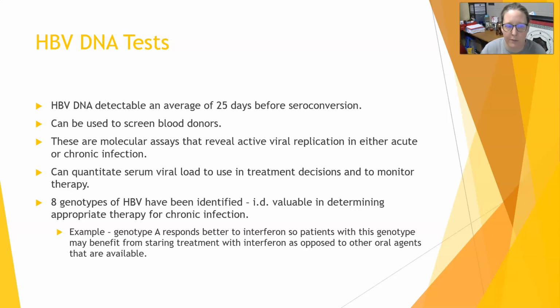There are 8 genotypes of hepatitis B virus that have been identified. So if you can identify the genotype, then that could be valuable in determining appropriate therapy for chronic infections. For example, genotype A responds better to interferon. So patients with this genotype of Hep B infection could benefit from starting a treatment with interferon as opposed to other oral agents that are available.